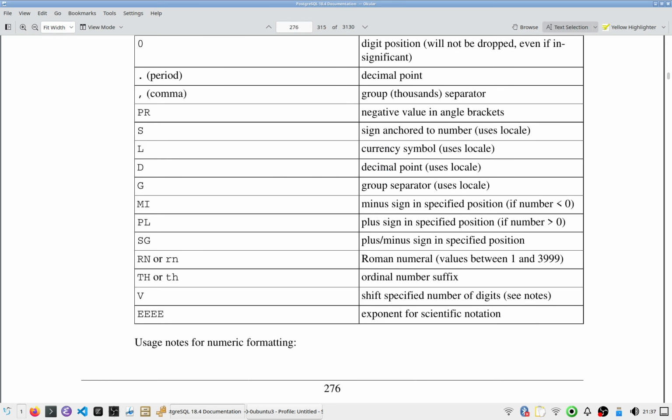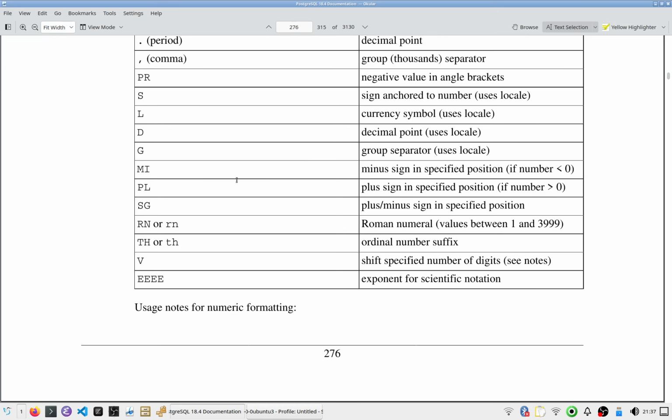Okay. So the decimal point in some notations is basically a comma. MI is minus sign in specified position if number is less than 0. PL is plus sign in specified position, excuse me, if number is greater than 0.